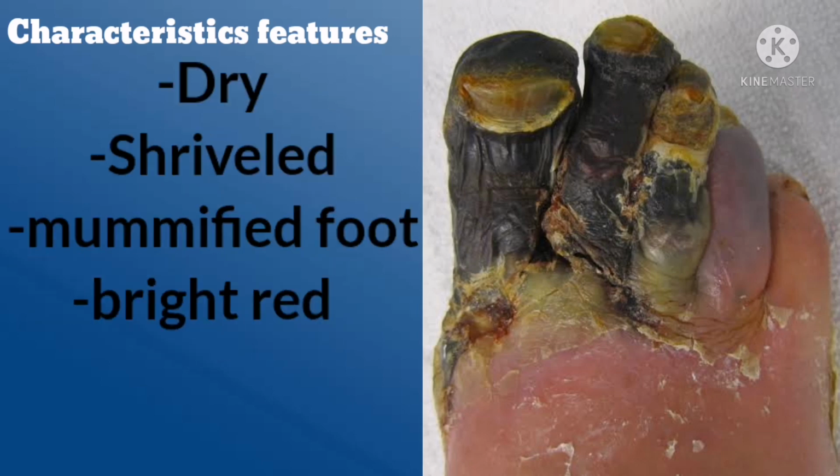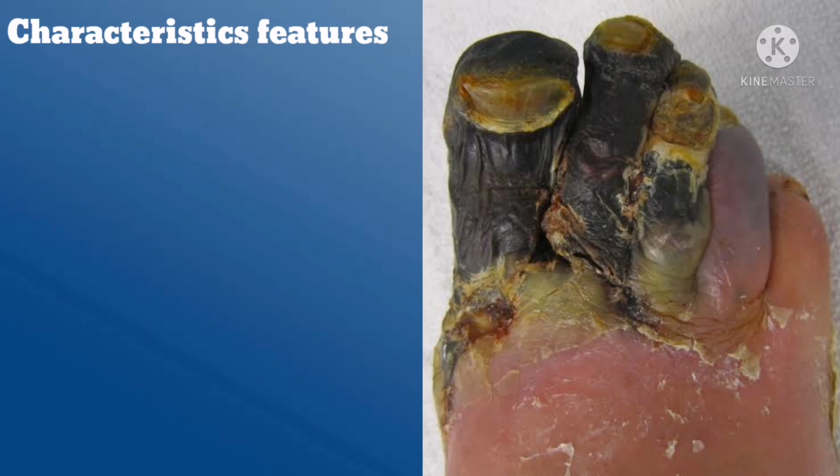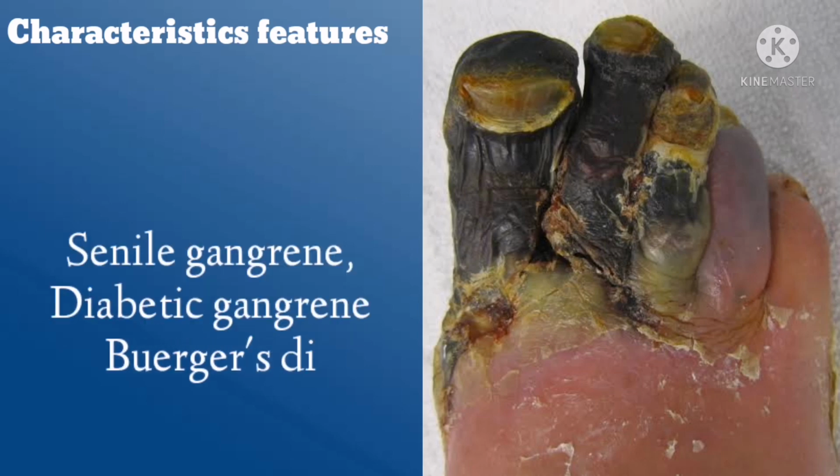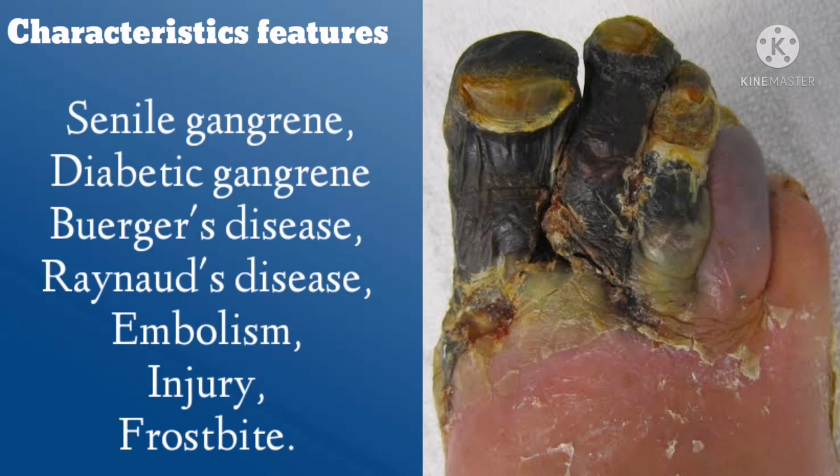In dry gangrene, a bright red line of separation appears between the dead tissue, in green and blackish color, and the living tissue. This dry gangrene is a diseased condition produced by senile gangrene, diabetic gangrene, Buerger's disease and Raynaud's disease, and sudden vascular occlusions like embolism and injury to the vessels.